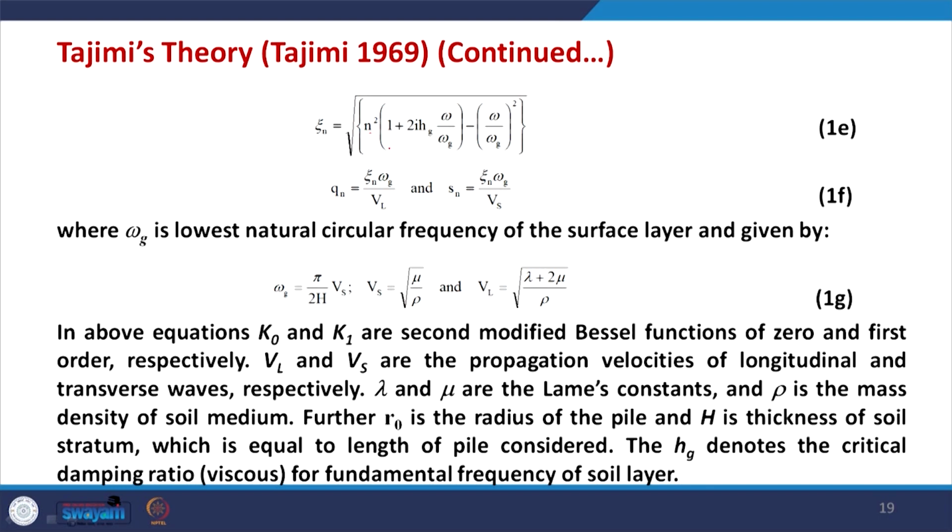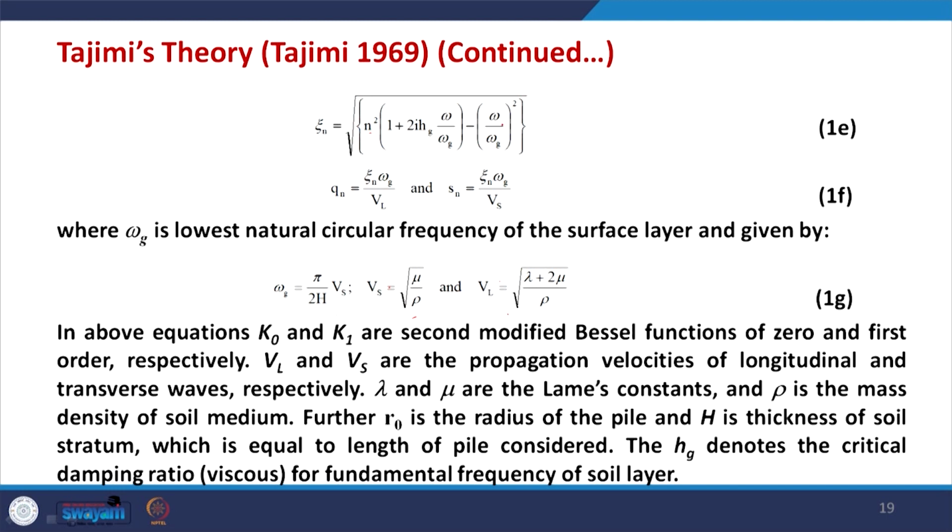Here n is the mode number and omega is the frequency of excitation. Omega g is the lowest natural circular frequency of the surface layer and is given by this relation, where Vs is given from this relation and Vl is given from this relation. So, once Vs and Vl are known, you can calculate the value of omega g. Once omega is known, you can find the value of Qn and Sn, where the damping ratio xi n is given by this relation 1e.